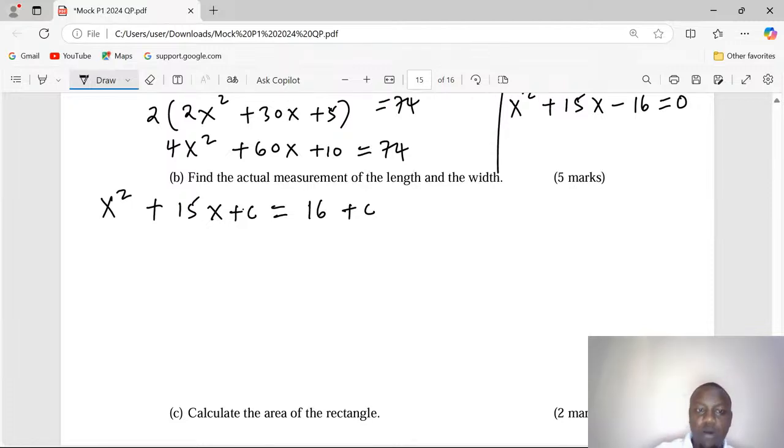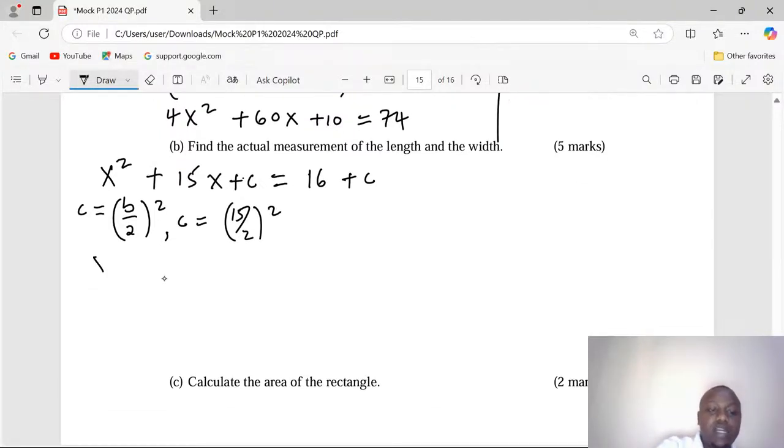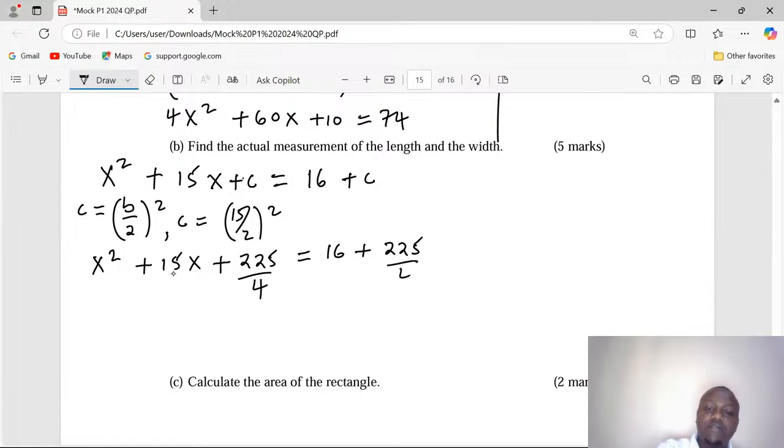To complete the square on the left-hand side, c is usually given by b over 2 squared. So c will be given by 15 over 2 squared, whereby we will now write x squared plus 15x plus 15 squared, is it 225? Yeah, 225 over 4, equals 16 plus 225 over 4.